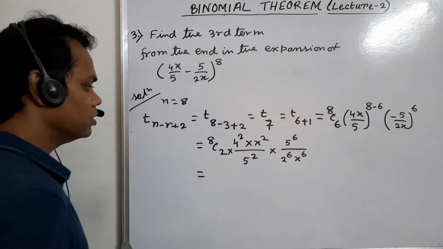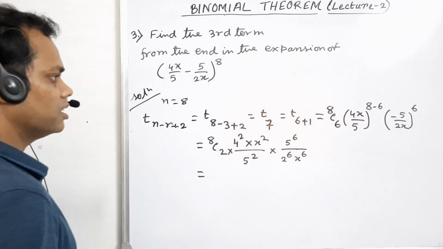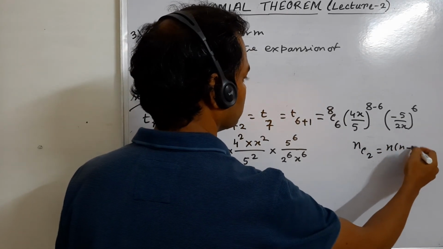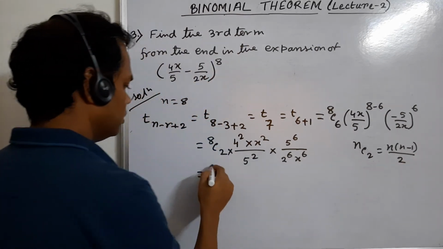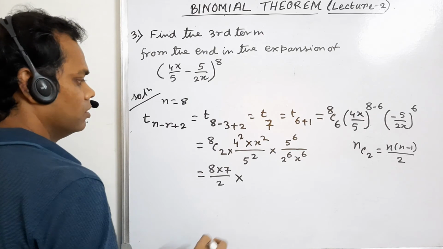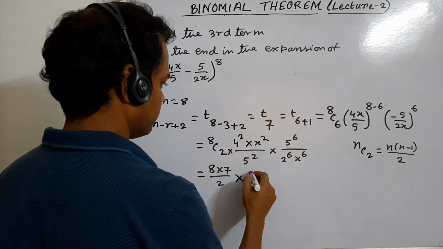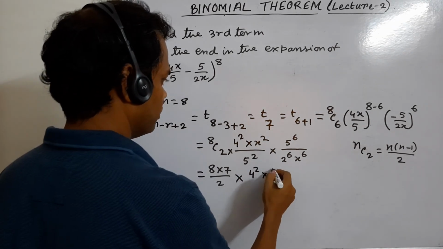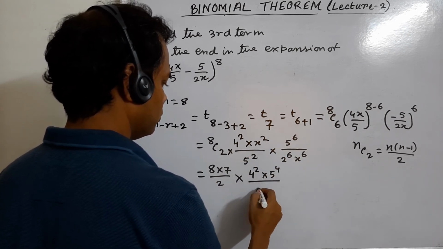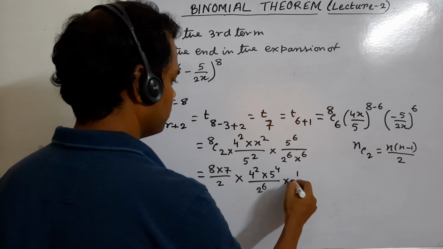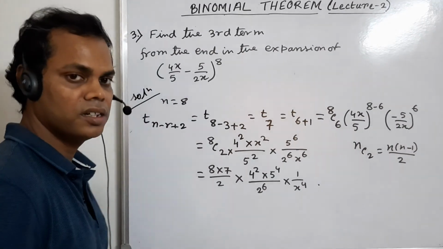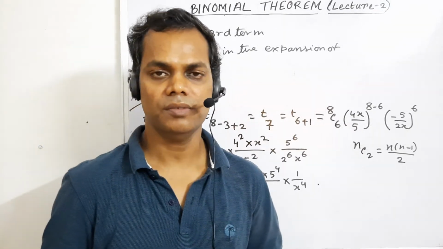So 8C2 is n into n minus 1 by 2. So 8 into 7 by 2, into 4 squared, into 5 to the power 4 by 2 to the power 6, into 1 by x to the power 4. This is the final answer. In the next video on this topic, we discuss a few more sums.